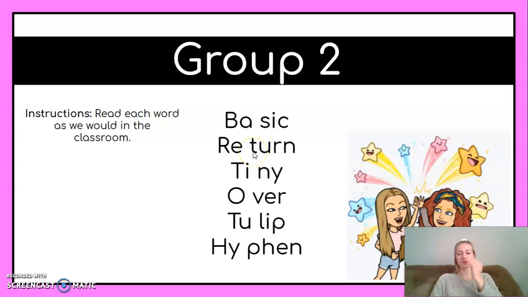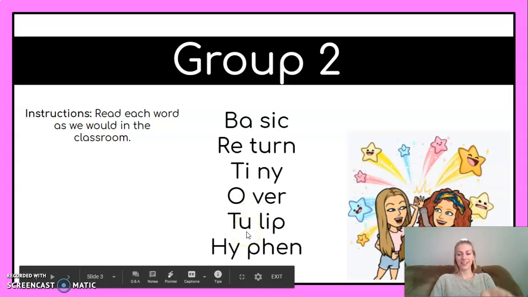Basic. Return. Tiny. Over. Tulip. And last word, hyphen. Good work, grade 4.